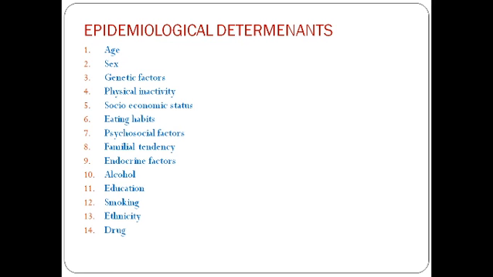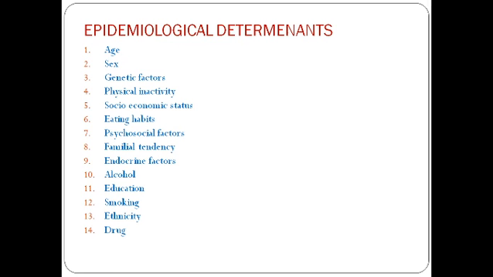Next is familial tendency. Obesity frequently runs in families, but this is not necessarily explained solely by influence of genes. Next is endocrine factors. This may be involved in occasional cases, for example, Cushing syndrome, growth hormone deficiency. Next, epidemiological determinants. First is alcohol. A recent review of studies concluded that the relationship between alcohol consumption and adiposity was generally positive for men and negative for women.